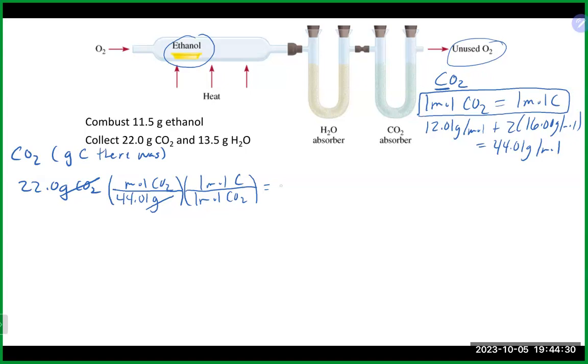That's going to give me 0.49989 moles of carbon. I do want to eventually figure out how many grams of carbon that is. So now I'm going to use the molar mass of carbon at this point, which again is 12.01 from the periodic table, to convert my moles of carbon into grams.